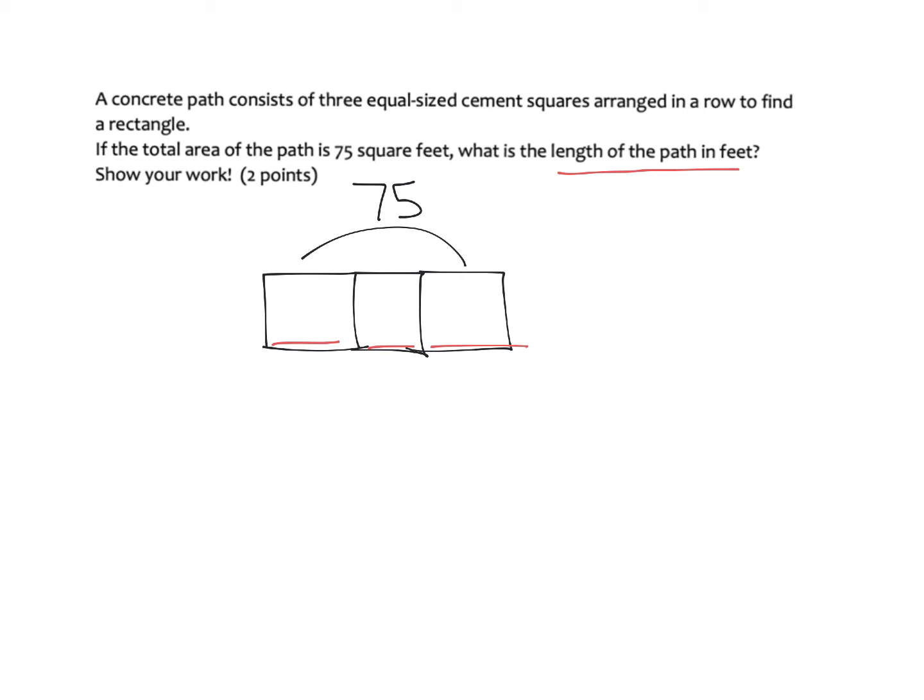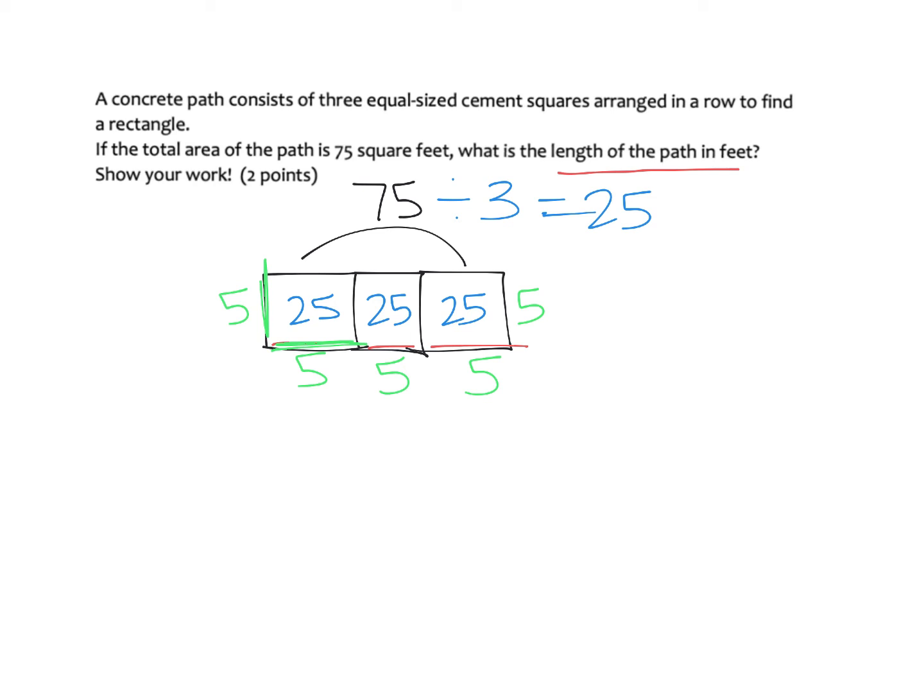Okay, so let's think about what we know. Total it's 75. Well, if there's 3 of them, let's do 75 divided by 3 to find the area of each one. Well, 75 divided by 3, that's 25. So that means this square has an area of 25, this one has an area of 25, and so does that one. Okay, well now we better figure out what the side lengths are. So what times what is 25? Well, that's a pretty easy one. 5 times 5. Well, that would be the same for this square. 5, 5, 5. Okay, now the question is, how long is the total length? So how long going all the way across the bottom of this path? Well, I've got 5 and 5 and 5, which is 15 feet. So the path is 15 feet long.